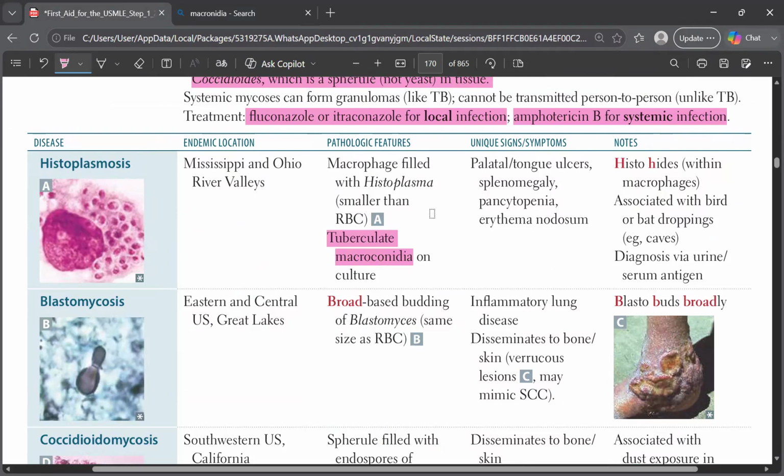This one is important. The unique signs and symptoms are palatal or tongue ulcers, splenomegaly, pancytopenia, and erythema nodosum. Histoplasma lives within macrophages and is associated with bird or bat droppings, for example in caves, and diagnosis is via urine or serum antigen.